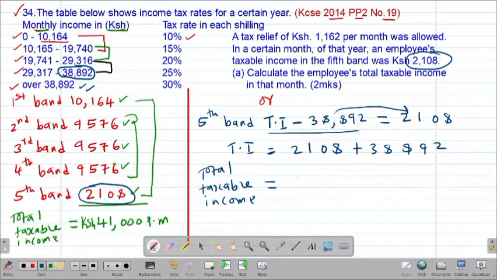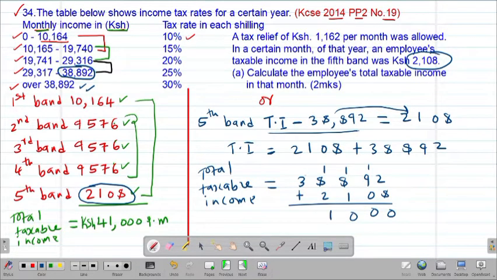So let me start with 38,892. Then I'm adding 8, 0. Then of course 1, 2. So I perform the addition. This will be 10 carry 1. This is 10 carry 1. This is 10 carry 1. This is 11 carry 1. Then of course this will be 4. So you can see our total taxable income will still be Kenya shillings 41,000. Then of course this is shillings per month.